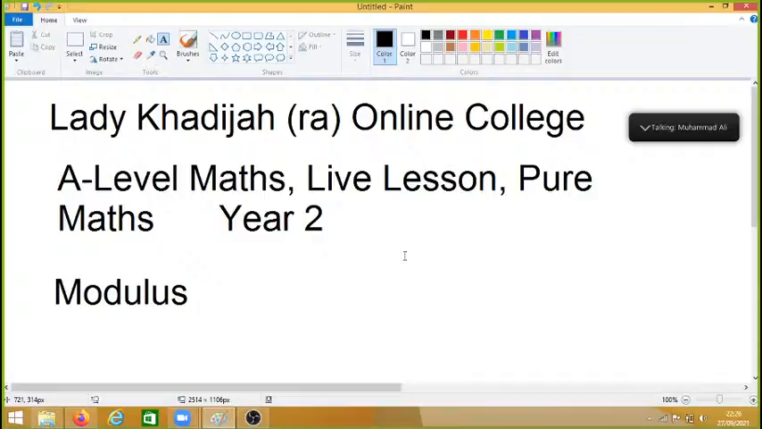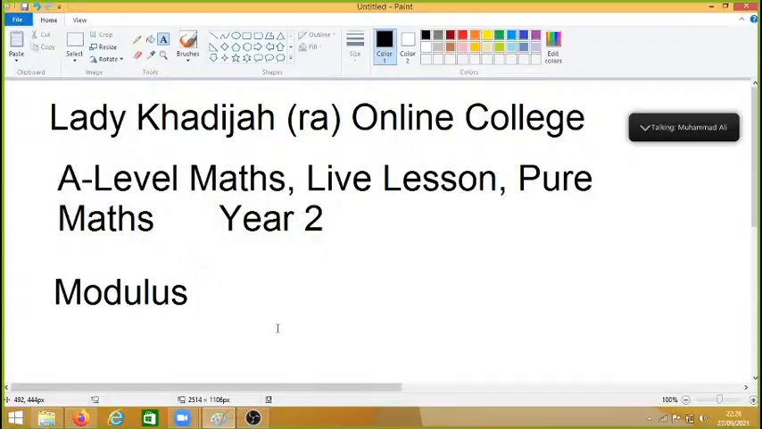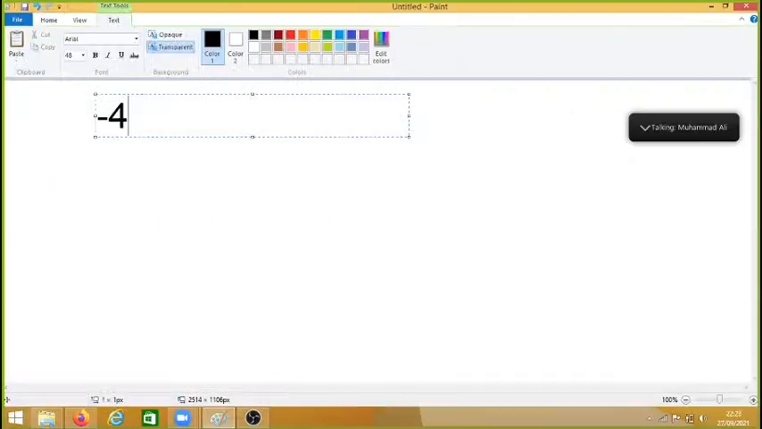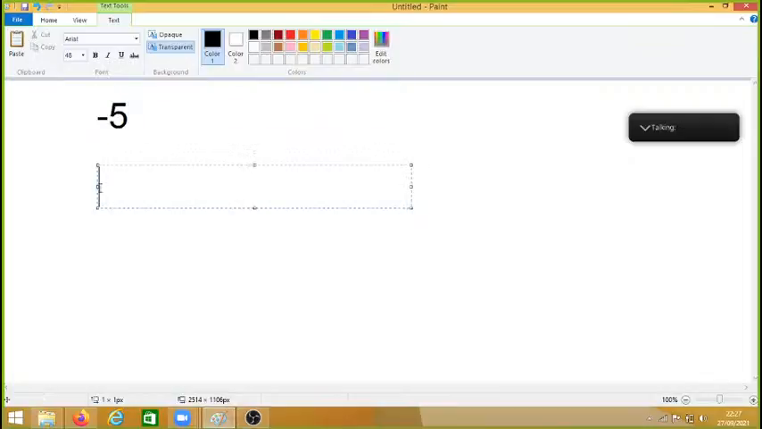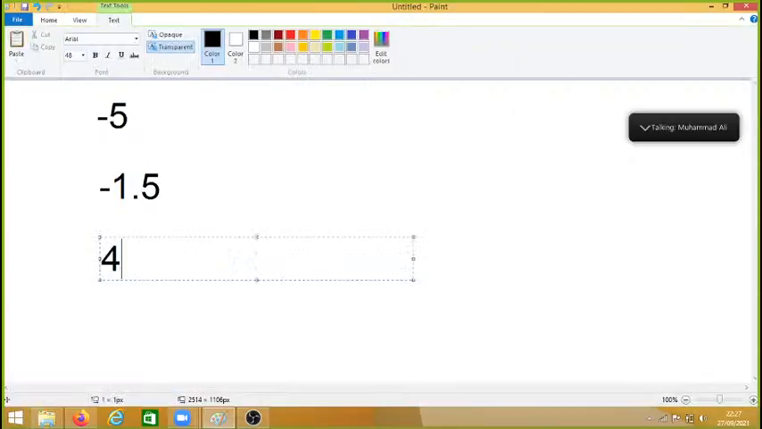A-level math live lesson, pure math year 2. Modulus is today's topic. So let's begin with just a few basic numbers, which is nice and easy. So let's take the number -5. Let's take the number minus 1.5. Let's take the number 4.